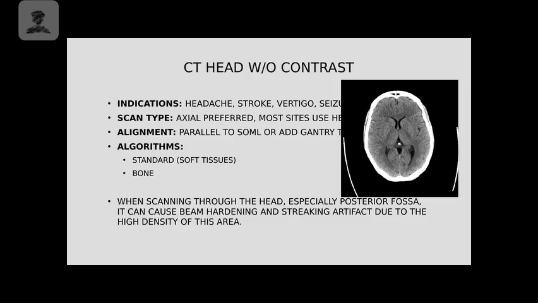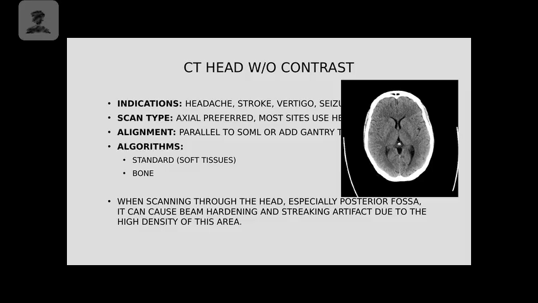Alignment wise, we say that they are going to be parallel to the SOML, or you can add a gantry tilt. So you remember from X-ray, SOML is the supraorbital meatal line. So we're looking from above the eyes, like that ridge right above your eye, back to basically the hole of your ear. When you look at that, you're going to draw an imaginary line and you want it to be perpendicular to the table. So you're trying to match it to the gantry.